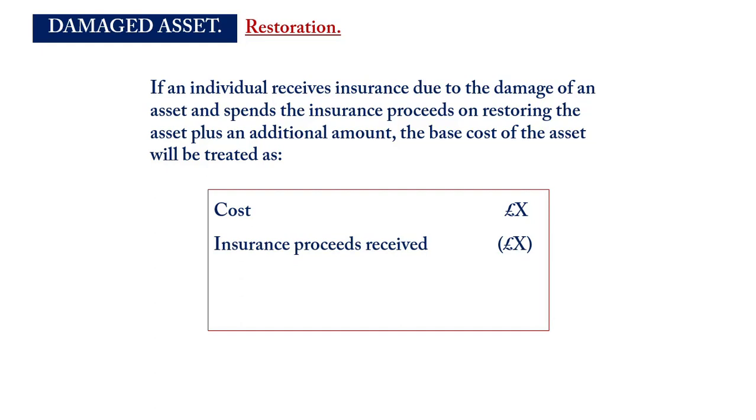We'll now take out the insurance proceeds that were received and geared towards the restoration of the asset. Then we'll add any additional amounts spent in trying to restore the asset. That is going to be the base cost of the asset now. So whenever this asset is sold, this base cost is going to be deducted from it to get the chargeable gains.